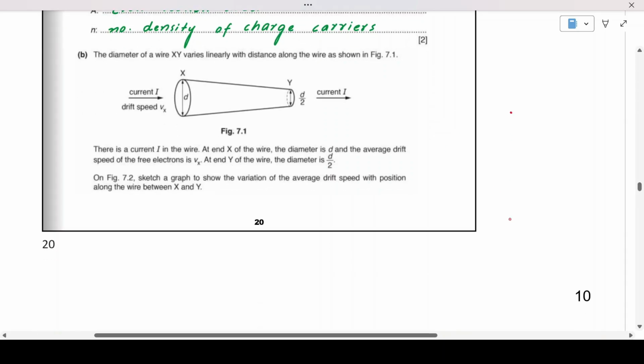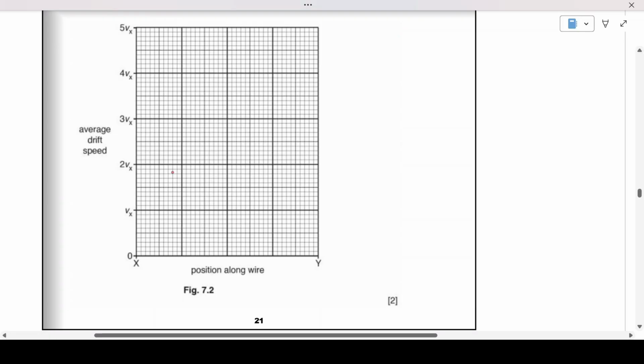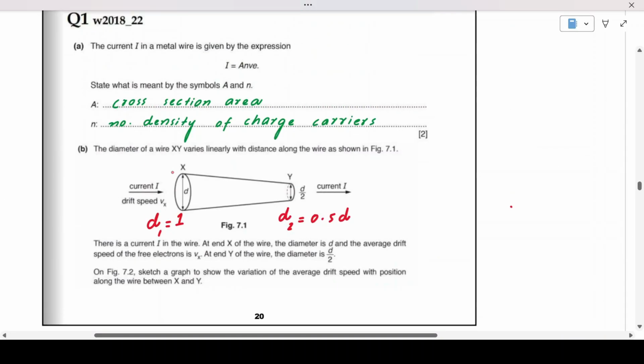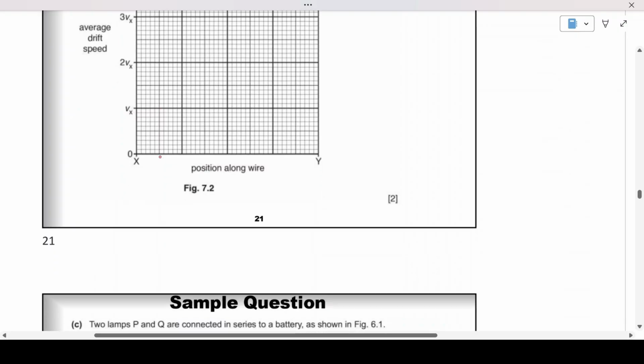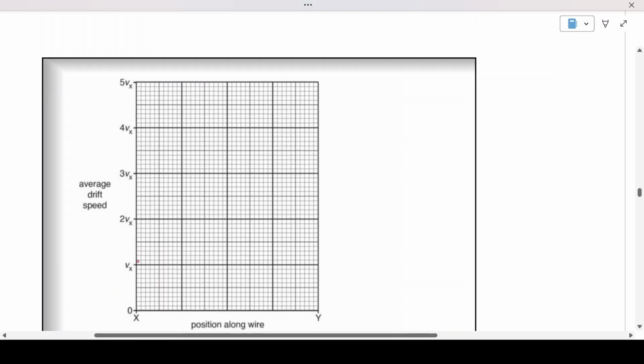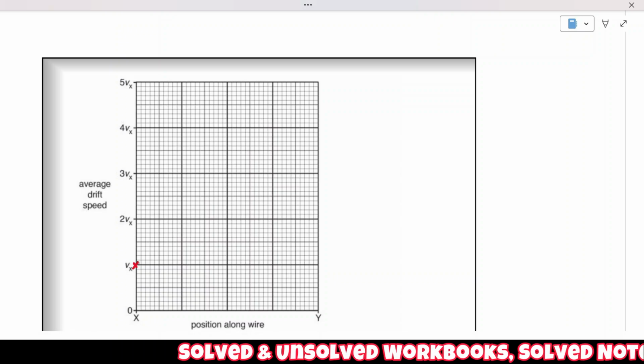Okay, let's move on to the next one. So here we have a situation where at the region X, where the diameter is d, I can call it, for example, 1d. So the value of d1 is 1, and the value of d2, the diameter on the other side, is 0.5d, because it is d by 2. So we need to sketch the graph of drift speed against the position along the wire. I know one of the values already, that the drift speed at x is Vx. So I can plot one point here. At the position x, the value of drift speed is Vx. Okay, so the first point we have plotted already.